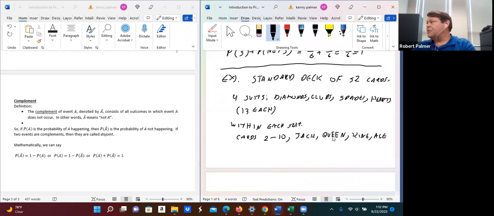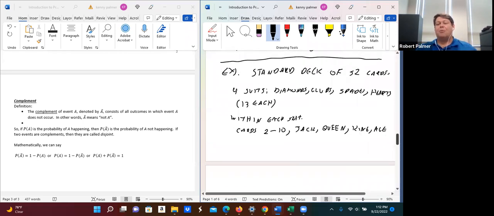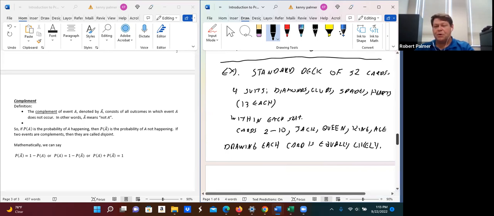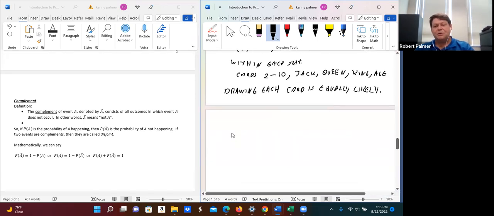Now, let's look at some examples. And this is basically going to be kind of the second type, more of the theoretical probability. So drawing each card is equally likely. Okay, so the probability of drawing each card is equally likely. All right, so let's look at a few examples.